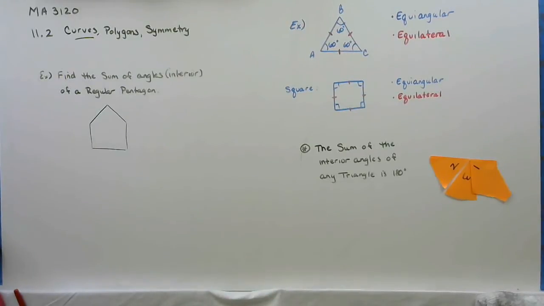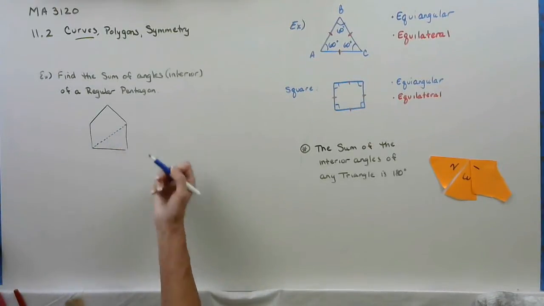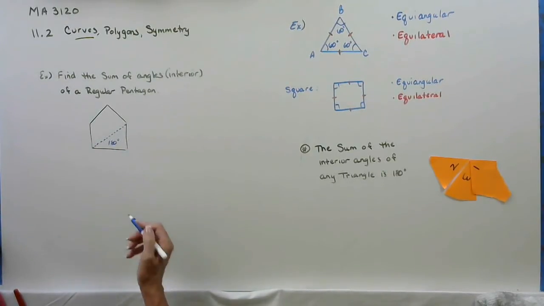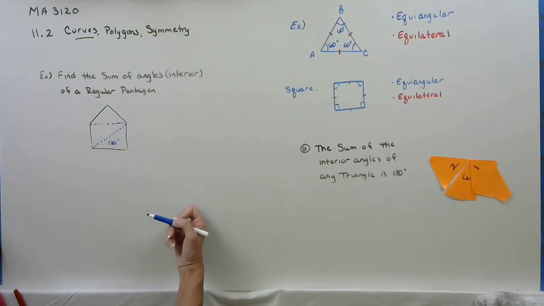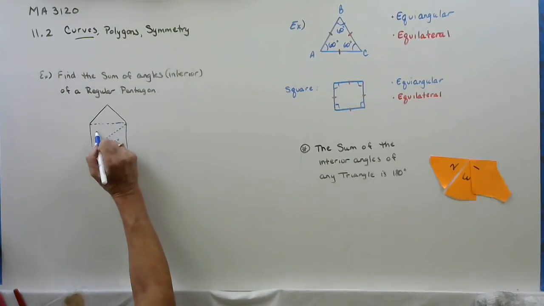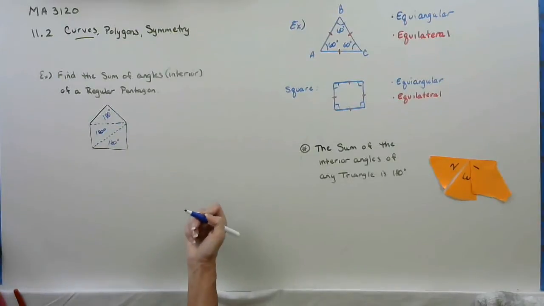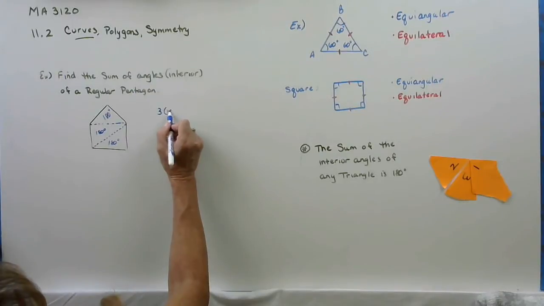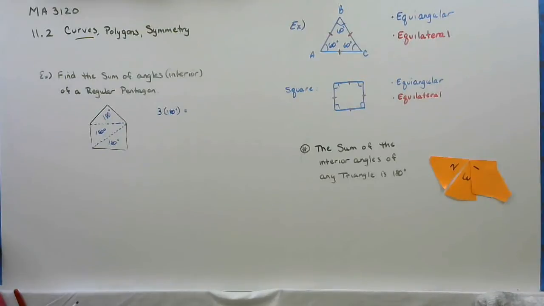So if I take my pentagon and I break it up into triangles, I'm just going to pretend I have a triangle here. Well, now I have 180 degrees in that triangle. If I put another diagonal in, I've created another triangle, so there's 180 degrees in that triangle, and there's 180 degrees in this triangle. So for a pentagon, I get 3 times 180 degrees, which is 540 degrees.